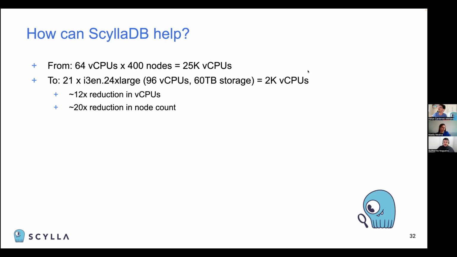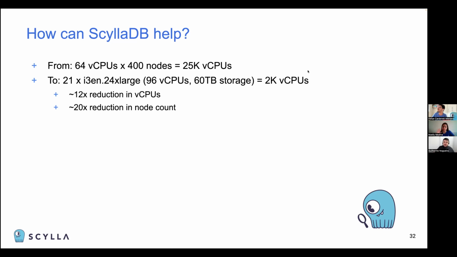So if you consider the previous math, 64 vCPU, 400 nodes, that's 25K vCPUs in a single cluster. And then moving to Scylla, which is able to make use of very high-density storage within AWS, which are the i3 24xlarge instances, which are massive, 60 terabytes of disk each with just 96 CPUs. So a 21-node cluster of that instance type was able to sustain that whole data set per region, and was still able to reduce the number of CPUs 12 times.